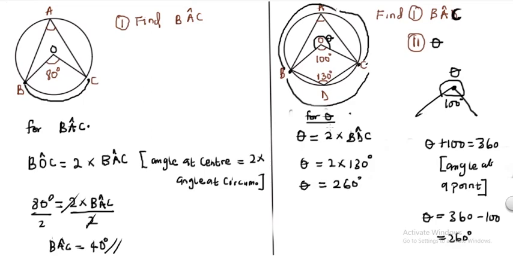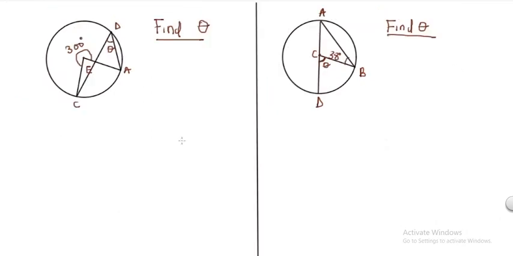So we also have extra questions on this theorem. Let's look into them. For the next set of examples, we are told to find theta. You might want to pause the video and try to solve it yourself. I would like you to pause the video and try to solve question 3 and question 4 by yourself. So we'll start with question 3.